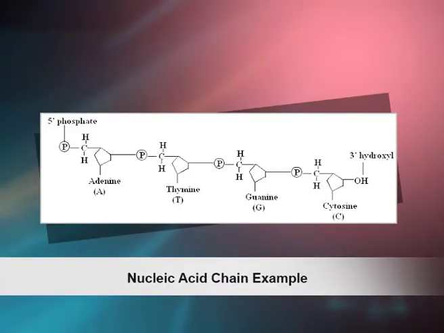Another important feature of all nucleic acids is that they have 2 distinctive ends, the 5' and 3' ends. This expression refers to the 5' and 3' carbons on the sugar. For both DNA and RNA, the 5' end bears a phosphate and the 3' end a hydroxyl group. Please see the figure on screen. This shows the nucleic acid chain.